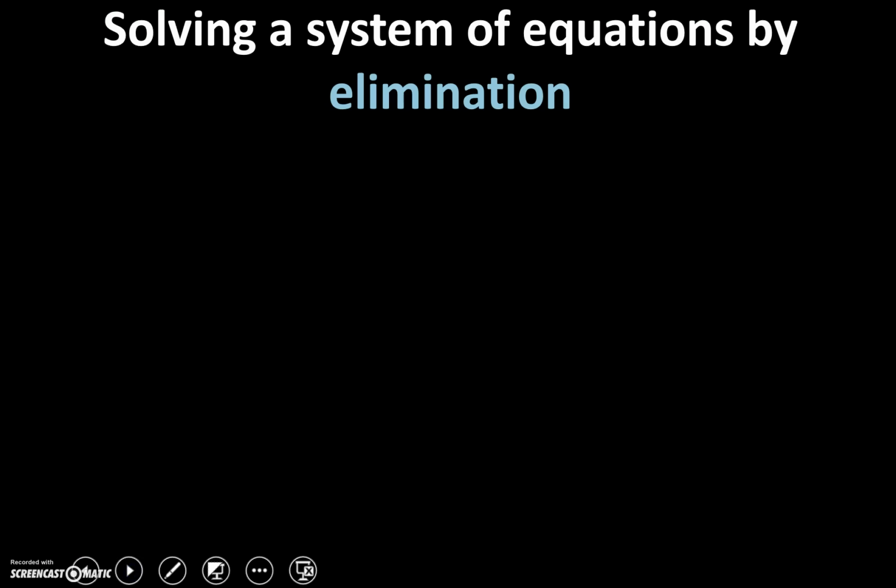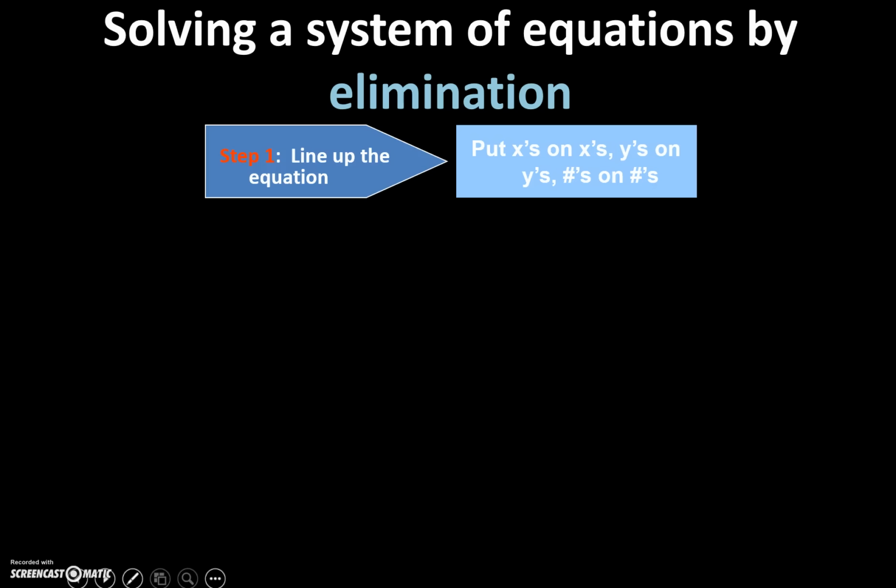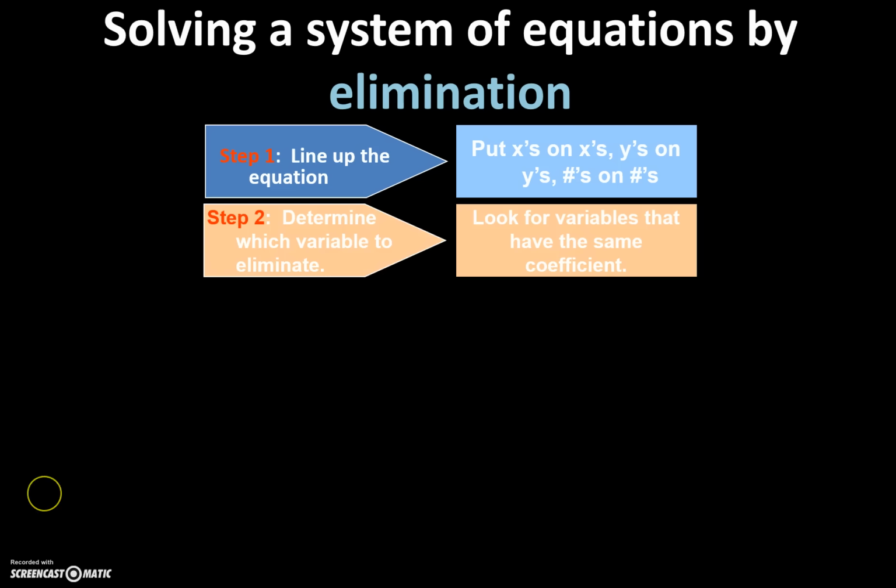So here are the steps that we take to solve a system of equations. Please make sure that these get written down into your notebook. Step 1 is to line up the equations. So we put x's on top of each other, y's, and numbers all on top of each other. Step 2, we're going to determine which variable to eliminate. So we're looking for variables that have the same coefficient. It could be positive and could be negative. It could be one of each. So just keep an eye out for letters that have the same number in front.